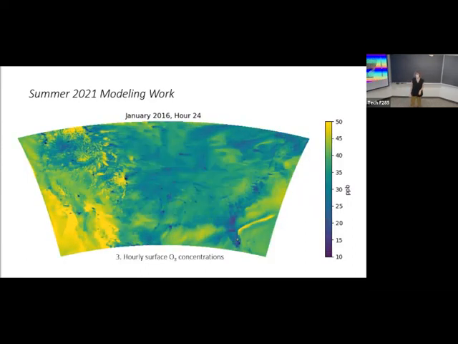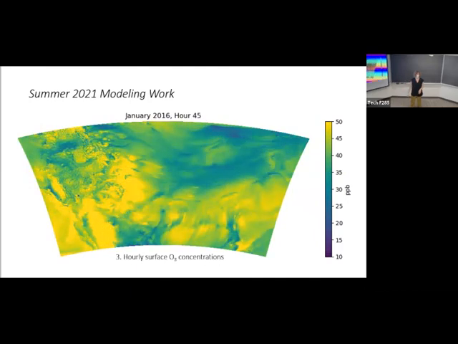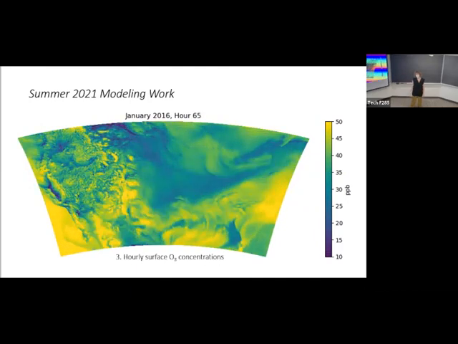And then I also set up a 4-kilometer air quality study. And here's a GIF of it. So I'll take questions.